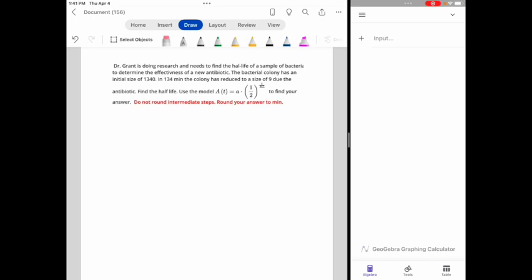Now, the half-life is when you have something, whether it's bacteria or a population of something, the half-life is the amount of time for that population to decrease down so that it's down to 50% of what it started with. So that's what we want to figure out. This formula that was given to us, this is an exponential model.